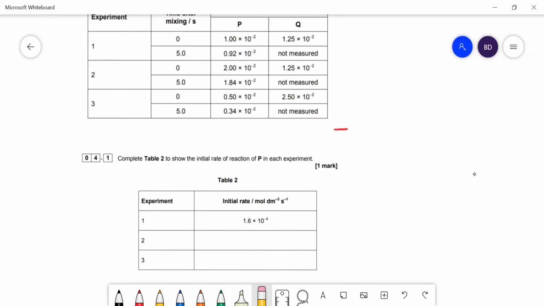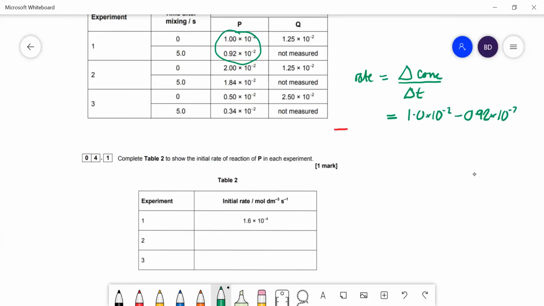So how did you work out the initial rate of reaction for experiment 1? Well, what did they do? They worked out the drop. So rate is going to be equal to the change in concentration divided by the change in time. What's the change in the concentration for that one? It's 1 times 10 to the minus 2 minus 0.92 times 10 to the minus 2. And the time taken was 5 seconds. If you evaluate that, you get this answer, 1.6 times 10 to the minus 4. So let's do it for number 2.